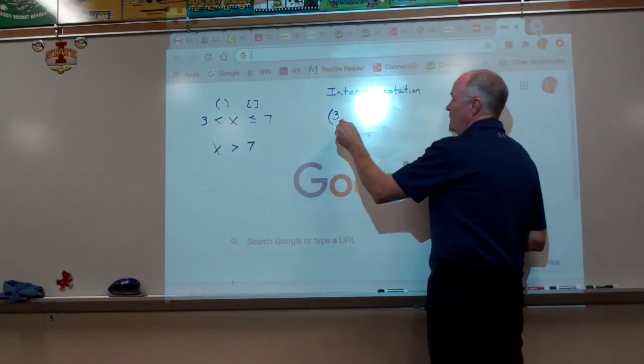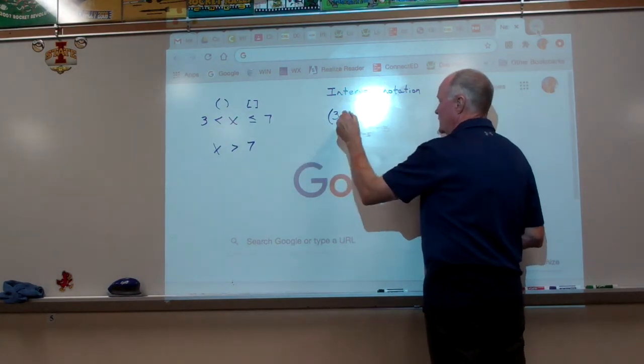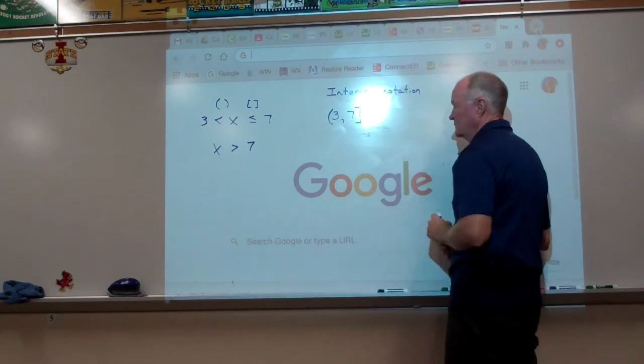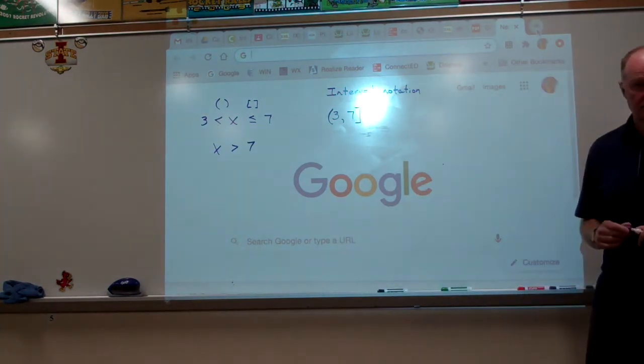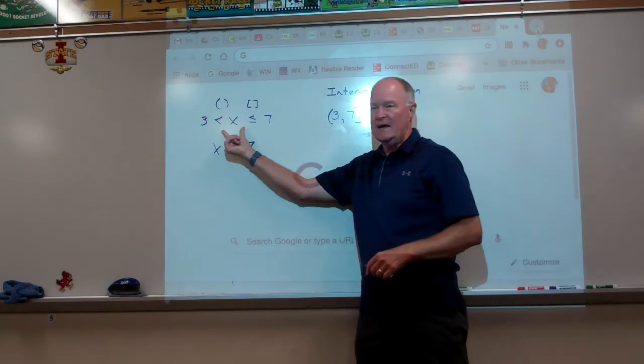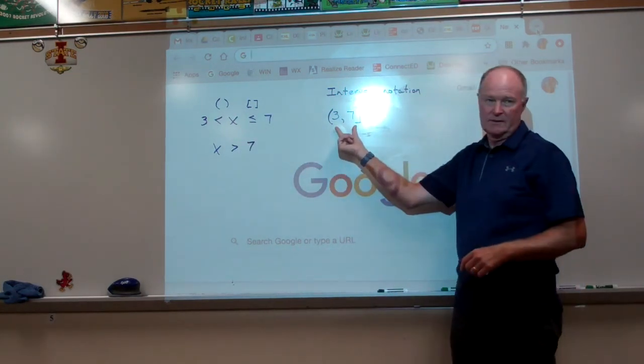Then you're going to have a comma, and then go all the way to the right until I get to 7, since it's a less than or equal to, it's going to look like that. So that's the exact same way to write that.